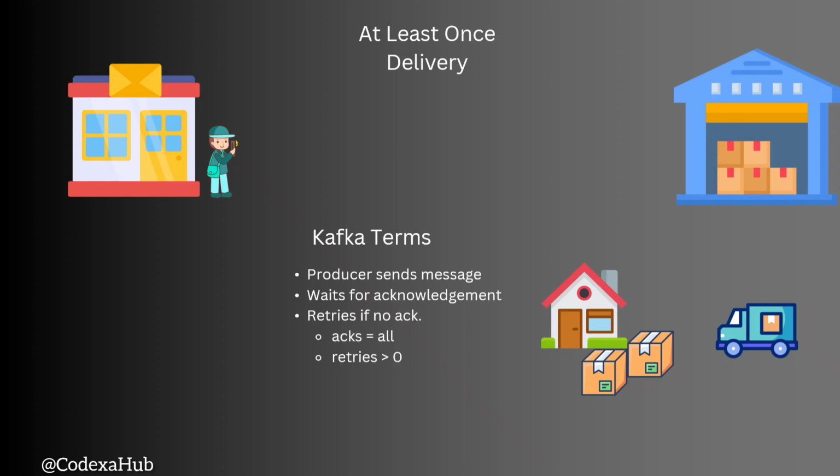In Kafka terms, the producer sends a message. It waits for an acknowledgement from the broker, and if it doesn't get the acknowledgement, it retries sending the message again. This is a reliable delivery mode, which ensures the message arrives at least once at the broker. But here is a catch. Retries can cause duplicate messages, but it guarantees the delivery.